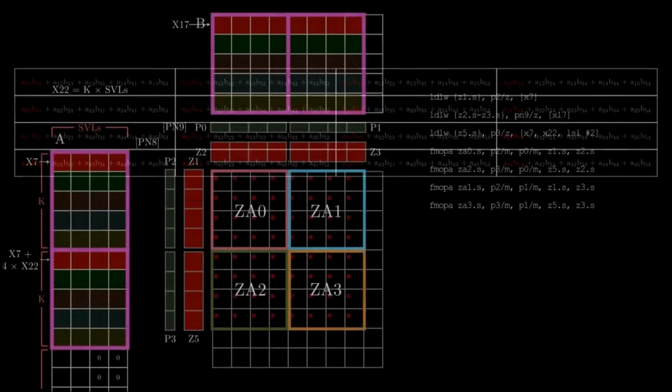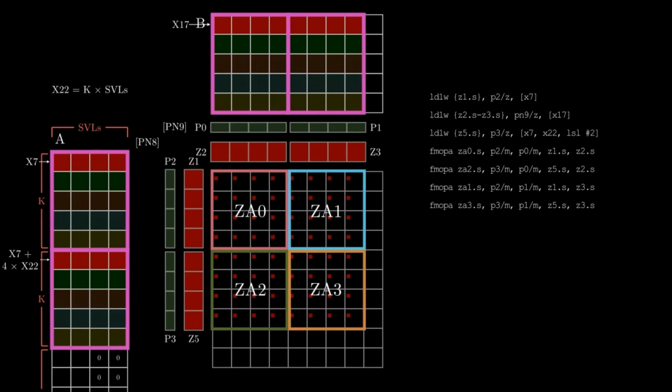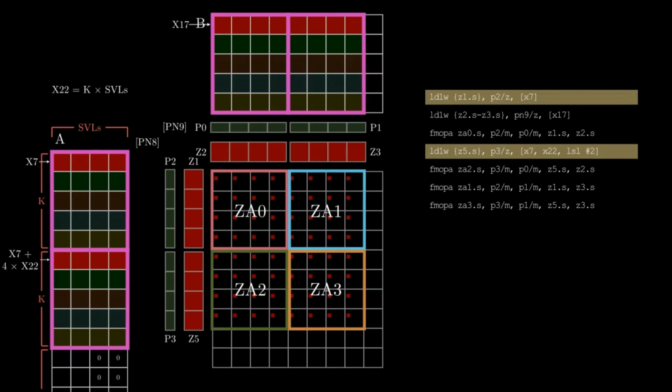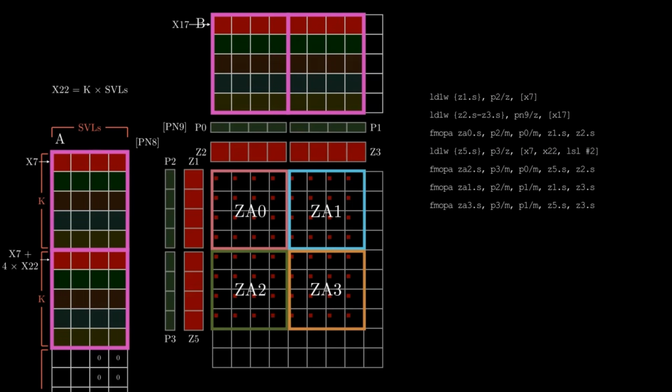Recall the result we're trying to calculate. The red terms in this matrix correspond to the red dots shown in the ZA0 tile. It's actually better to interleave memory access and data processing instructions in order to minimize pipeline stalls. Notice that whilst we're loading 2 values at once from B, we're only loading 1 value at a time from A, and it would be more efficient to load 2 each time.